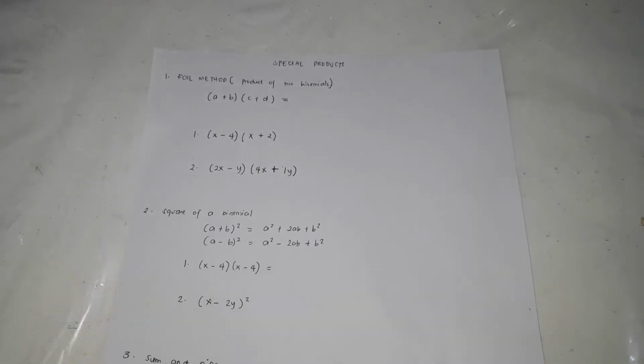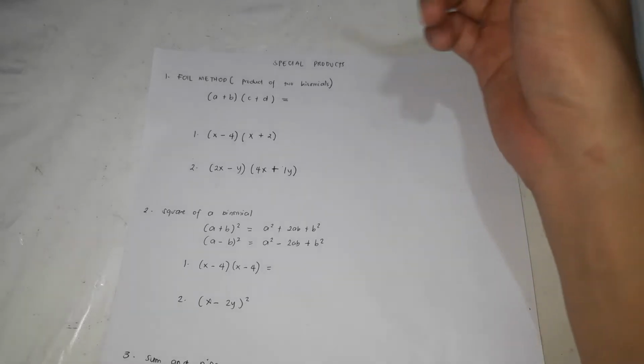Using the laws of exponents, you will be able to find the product of a square of a binomial, the sum and difference of binomials, the cube of a binomial, and a square of a trinomial. So the first thing we're going to talk about is the FOIL method. The FOIL method is used to find the product of two binomials.